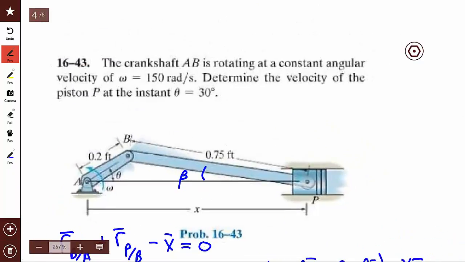Here we go. Crankshaft AB is rotating at a constant angular velocity of omega. Determine the velocity of the piston P at the instant theta equals 30 degrees. Okay. Do I need a free body diagram? Why not? Nope. Started out wrong. Why not?